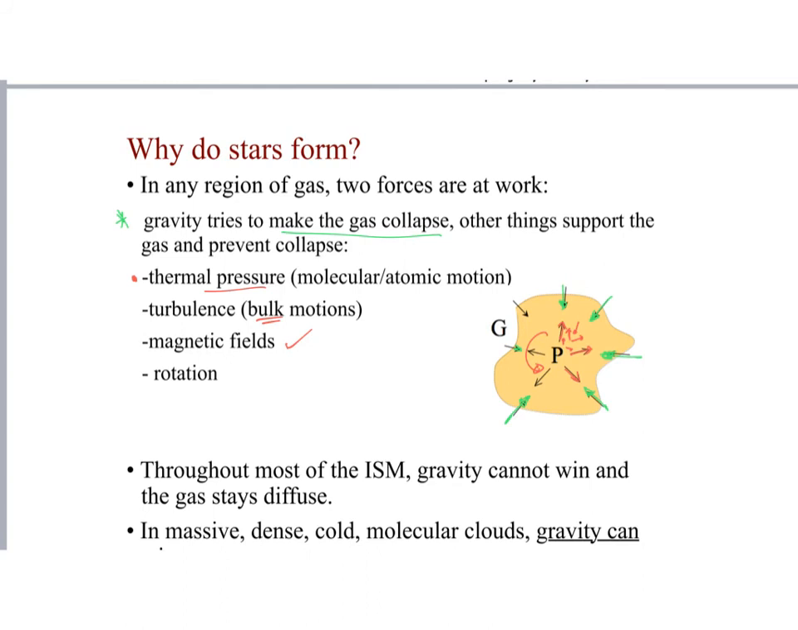And so throughout most of the interstellar medium, the gravity cannot win in most of it, right? There are just the massive, dense, and cold molecular clouds where the gravity can win. Otherwise, there would be stars forming all over the universe, and it surely doesn't happen.